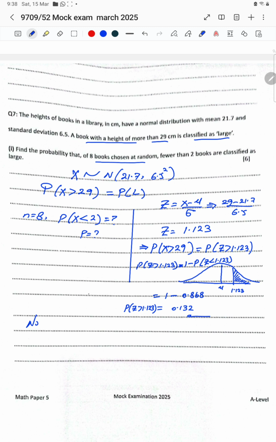Now as n is 8, we have to find the probability that X is less than 2.